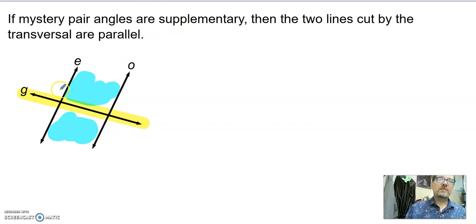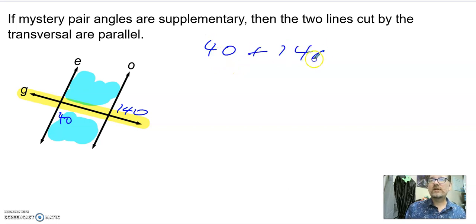Oh boy, so let's see. Let's start with this one on the inside. I need them to be supplementary, meaning they add up to 180. So let's make this one 40. So if we go down here, these are consecutive interior, corresponding, alternate interior. So the 140 would have to go there because these guys don't make a pair. And we do notice that 40 plus 140 equals 180.